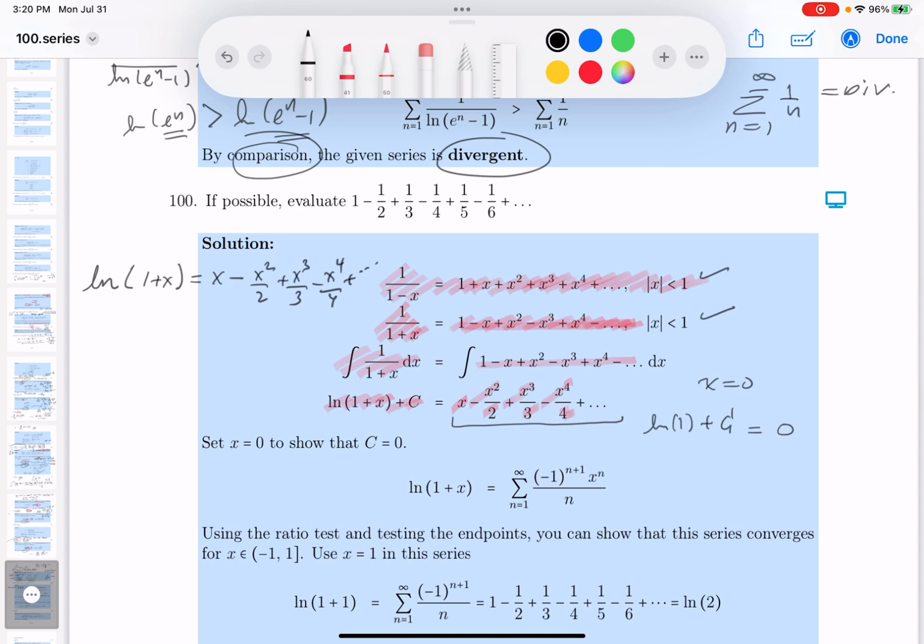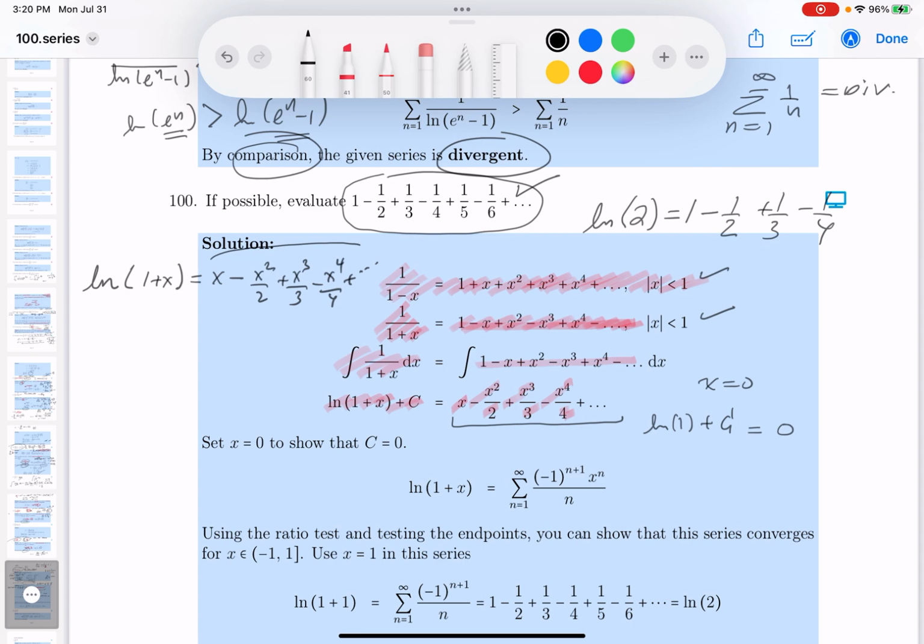What do I do now? I say it looks like this. Let's write that down. So the natural log, I'm going to say x is 1, by the way, and 1 plus 1 is 2, equals, what does it equal? I'm looking at this, by the way. 1 minus 1/2 plus 1/3 minus 1/4. I think you get the idea. I'm getting this back over here.